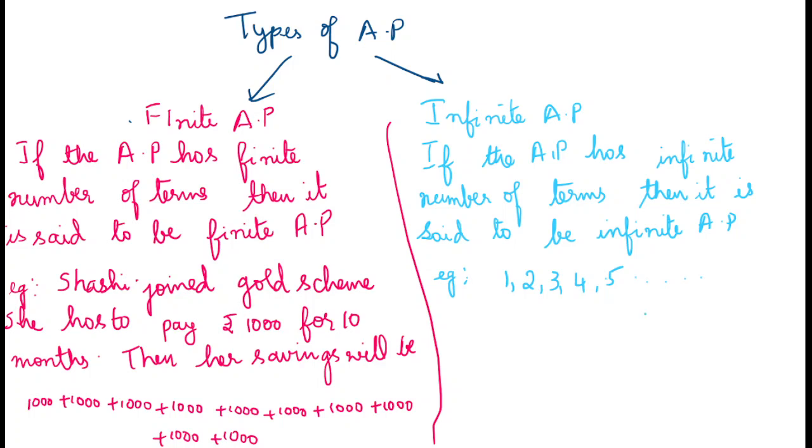We don't know when it ends, isn't it? It can go on till infinity. Infinite means there is no ending. Here it is 100, 99, 98, and it goes on, and we may get negative numbers too. So this will be the example of infinite AP.